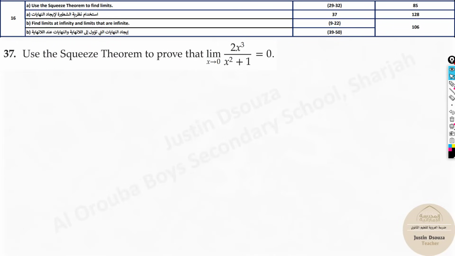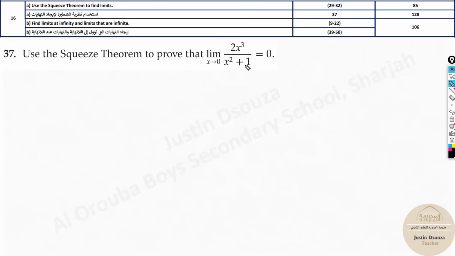Now we move on to the 37th problem. This one is an important problem. Here, first of all, when you look at this, what do you see? You see a rational function, right? Let's solve this. How would you solve this?